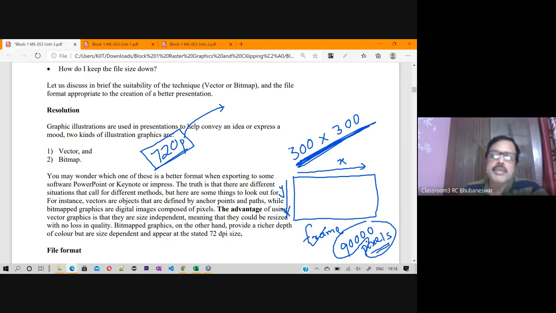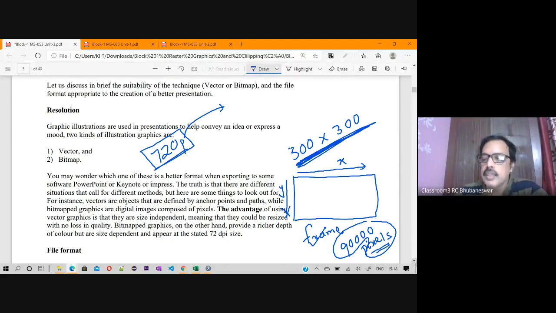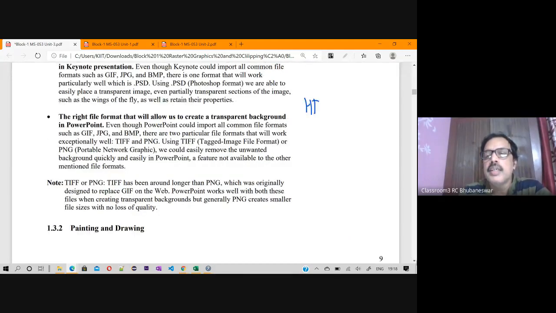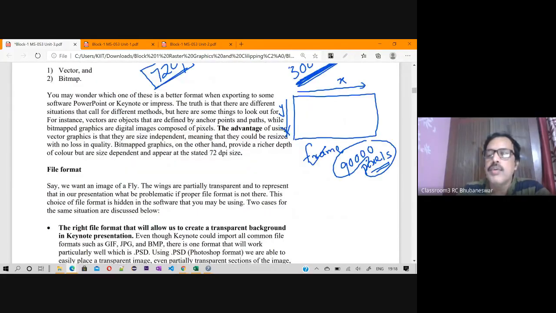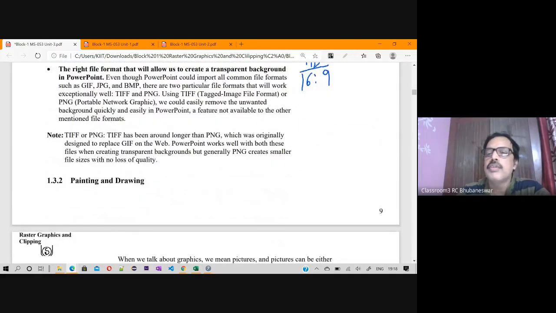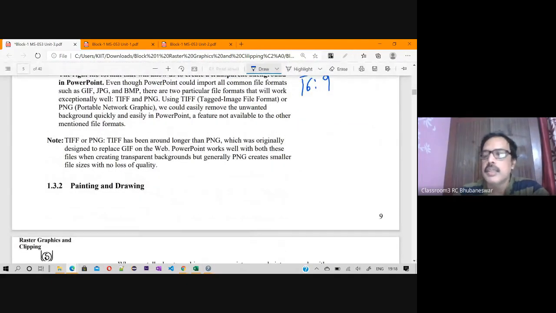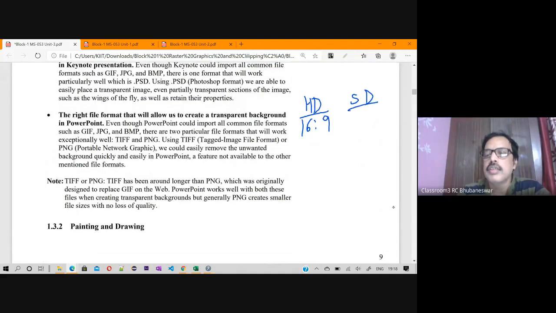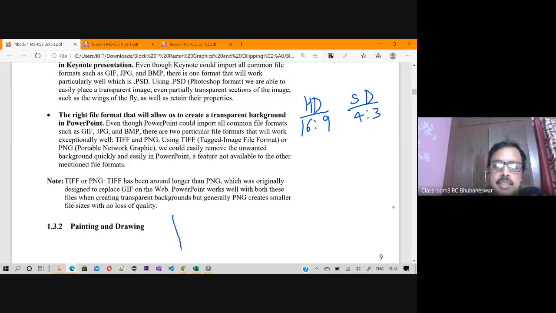Let me give you a calculation of how it works. Do you have an idea about HD, high definition? What is the ratio? 16 is to 9. In the old TV, we had a resolution called standard definition, SD. The ratio was 4 is to 3. So in the old TV, you might have seen the screen was very much square.